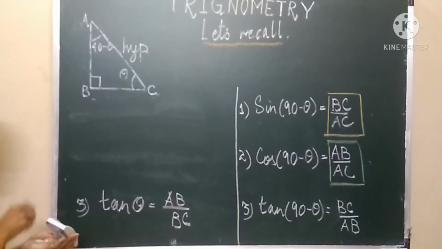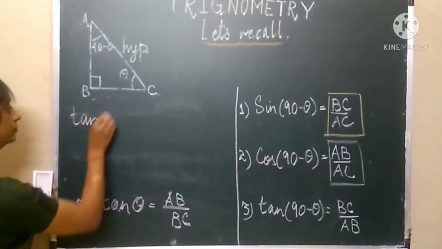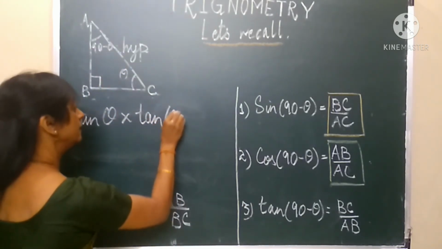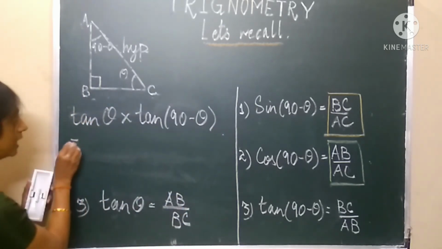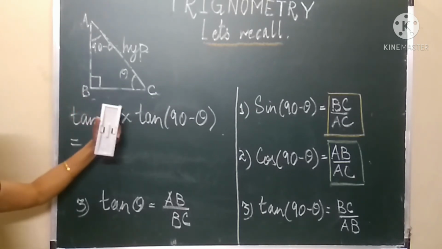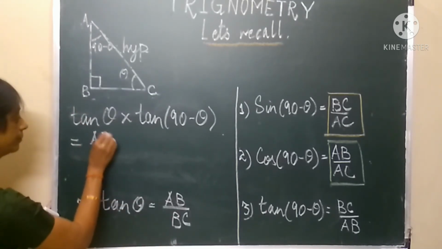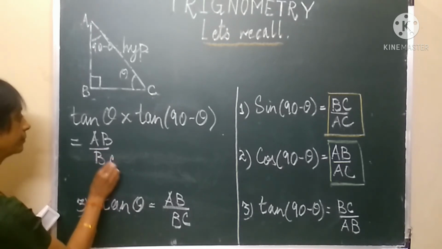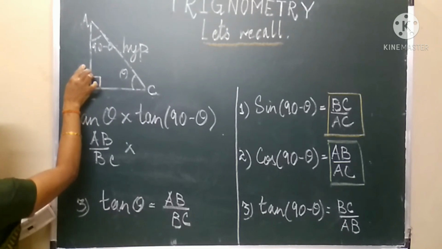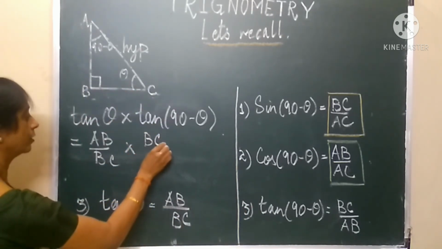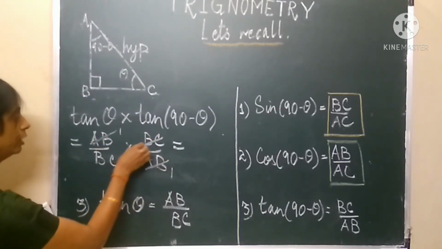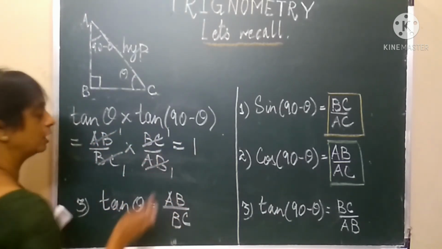Let's check. Tan theta into tan of the other acute angle. Which is the other acute angle? 90 minus theta. Let's see what answer I get. What is tan theta? Opposite side upon adjacent side. AB upon BC. What is tan of the other acute angle? Same formula. Opposite side upon adjacent side. BC upon AB. So finally what do we get? They get reduced and the answer is equal to 1.